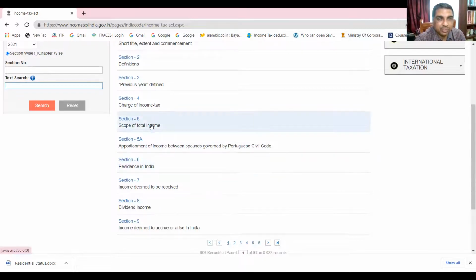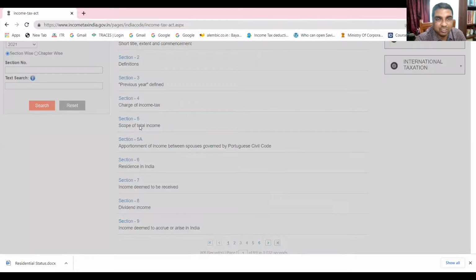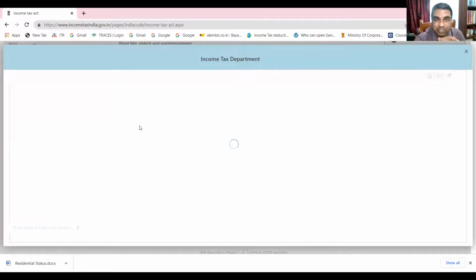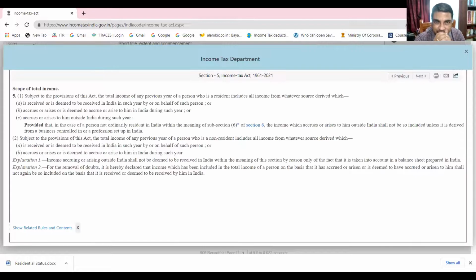Right now, scope of total income is also important for us. Scope of total income we'll be discussing in the next class. Just see what is the scope of total income; I had given you some broad idea. If you see this section 5, which is received or deemed to be received in India, here we are talking about which income is taxable for whom. A person who is resident in India includes income from whatever he has derived from these sources. So this is what we call the scope of total income.